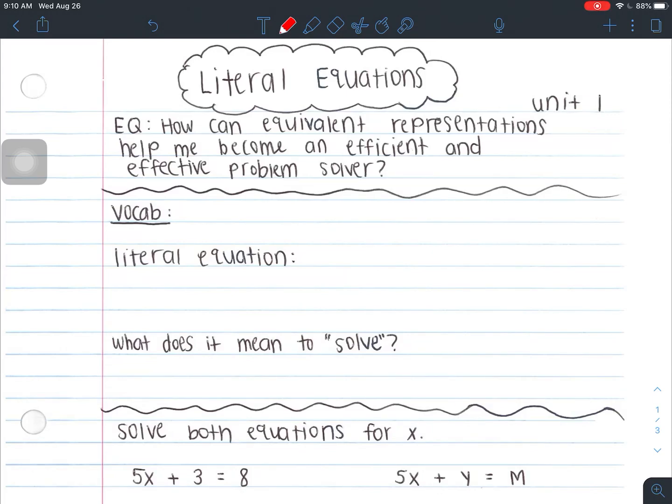We're in Unit 1. Our essential question is, how can equivalent representations help me become an efficient and effective problem solver? So the lesson over literal equations can be a difficult one for students just because it involves a lot of variables and it's something that's kind of unfamiliar for us. But again, the goal of solving equations is always going to be the same. We're looking for that specified variable or isolating that variable.